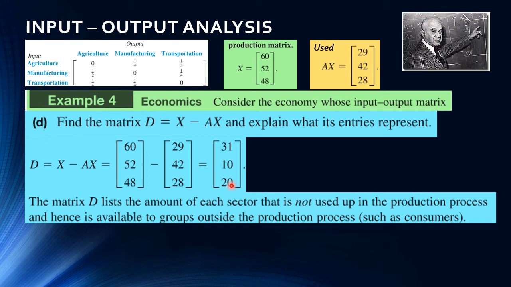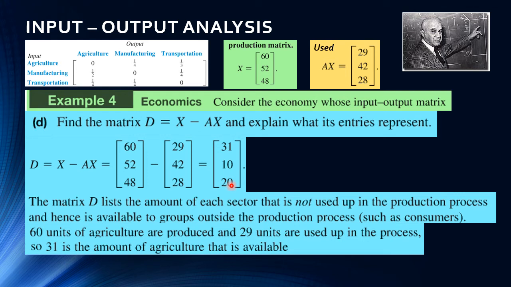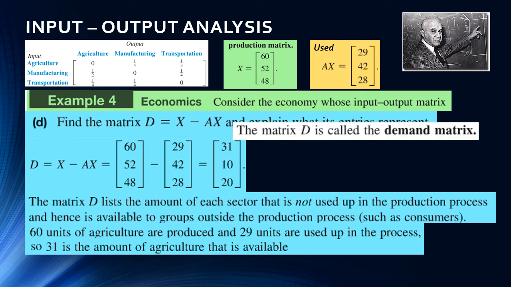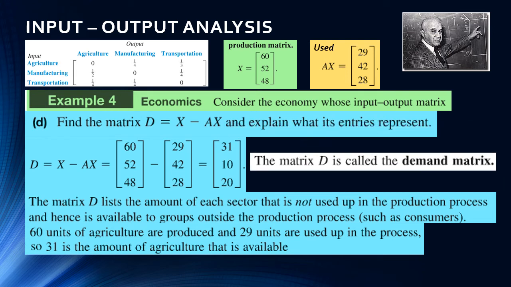Okay? This matrix D lists the amount of each sector that is not used up in the production process, and hence is available to groups outside the production process, such as consumers. This is the extra. This is what we have to take care of ourselves, maybe to feed ourselves, to drive ourselves, to do things outside of the production process, to build other things, etc. For example, 60 units of agriculture were produced, but 29 units were used up in the process of producing them. We had to use so much corn or ethanol for the gas for the tractor, etc. So while we did produce 60, we used 29 of those in that production. So 31 is the amount of agriculture that is available to be used elsewhere. This is called the demand matrix.